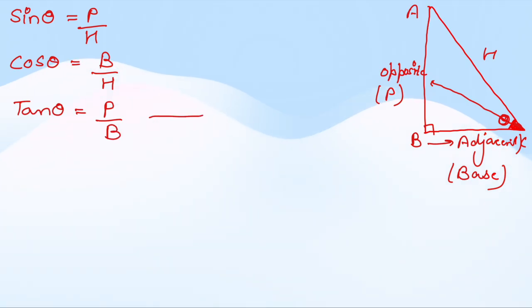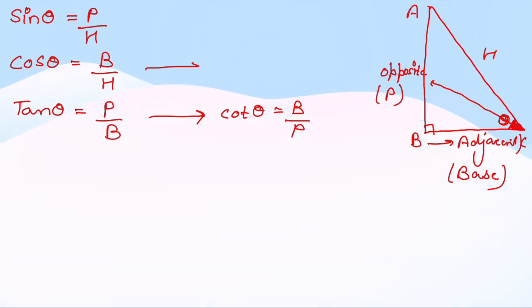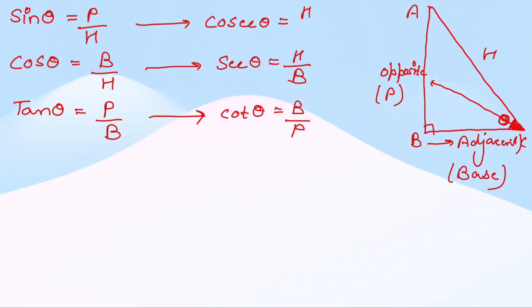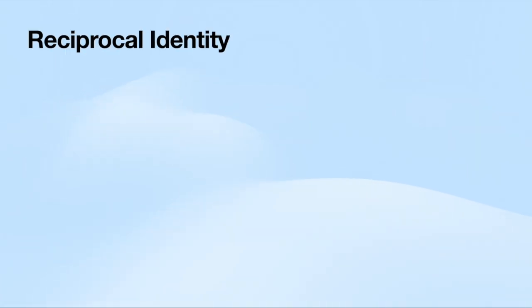And just the opposite of them: cot theta was B by P. Opposite of cos was sec theta, and sec theta was H by B. And for sine, we have cosec theta, and cosec theta is H by P. All these things we discussed already in part 1. Now let's start part 2.